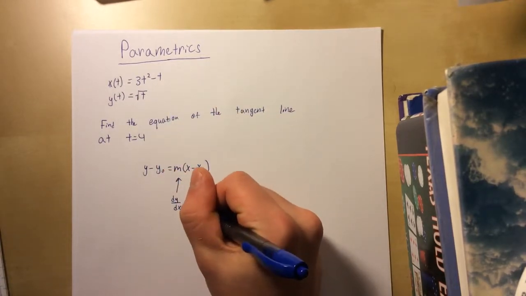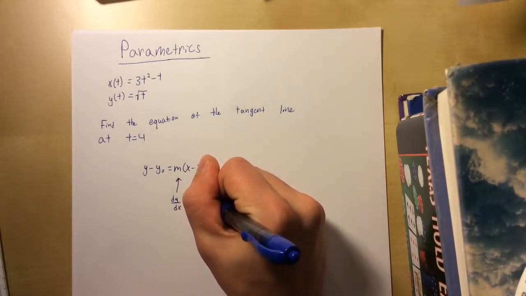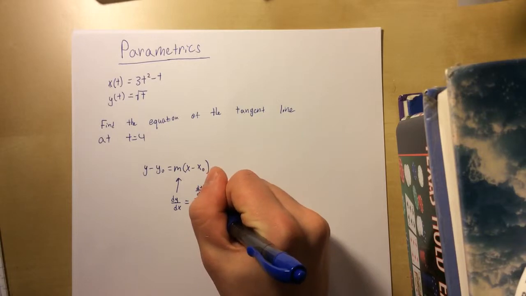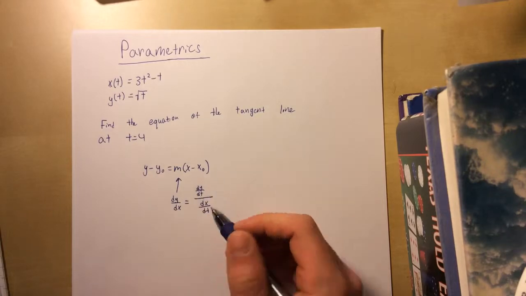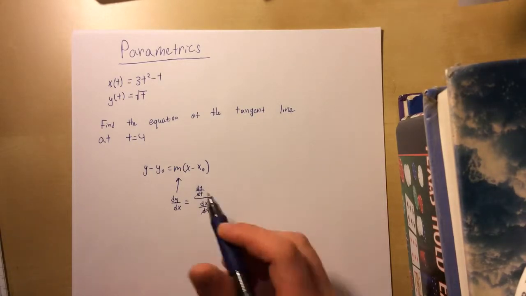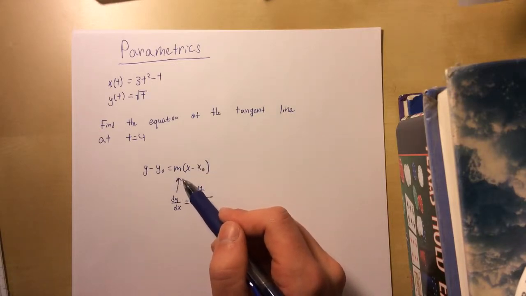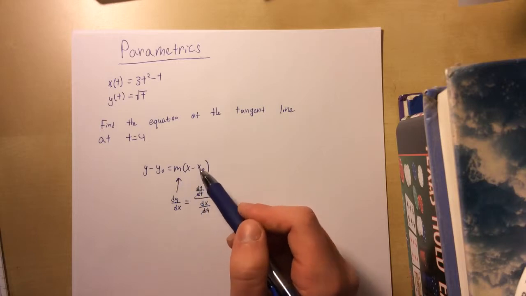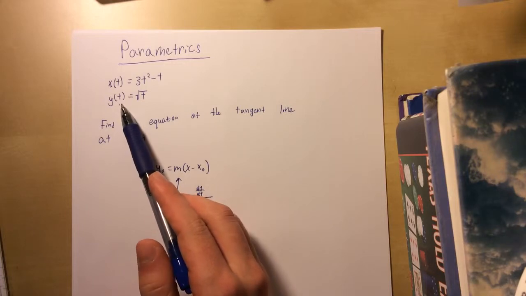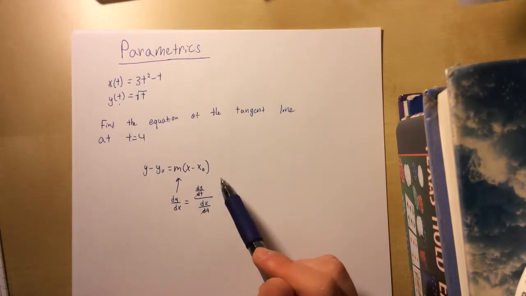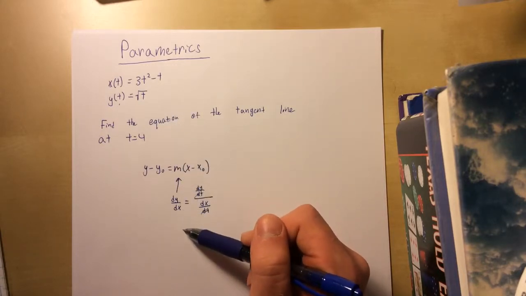And to do that, we're going to use the fact that dy dx is equal to dy dt over dx dt. If you see what happens, these dt's cancel out, and we're left with dy dx. So to find the slope of the tangent line, the derivative, we take the derivative of y of t with respect to t and divide that by the derivative of x of t with respect to t, and that'll give us the derivative of y with respect to x.